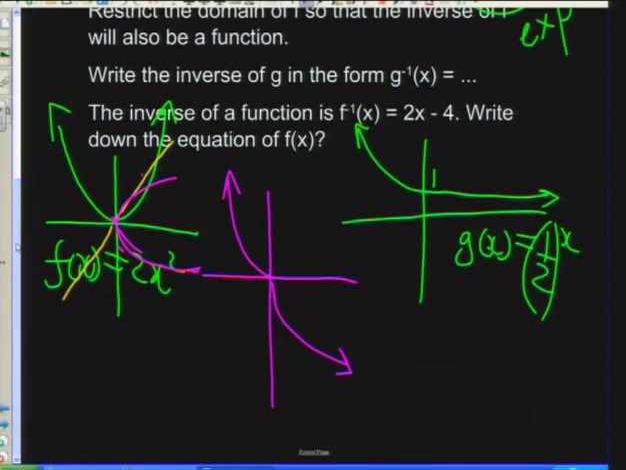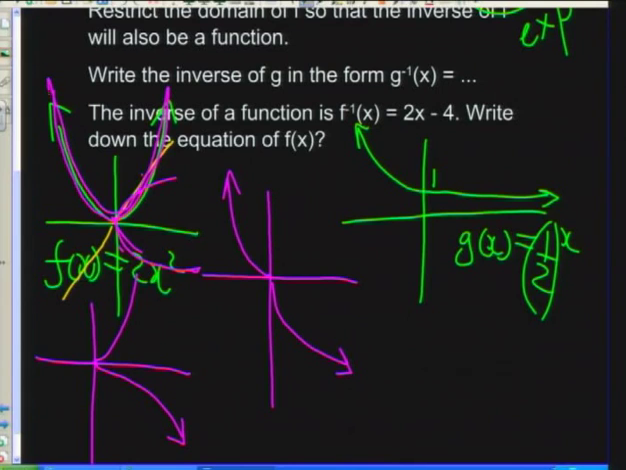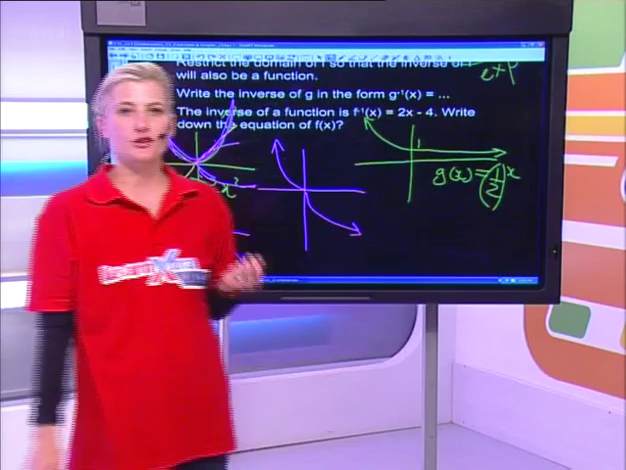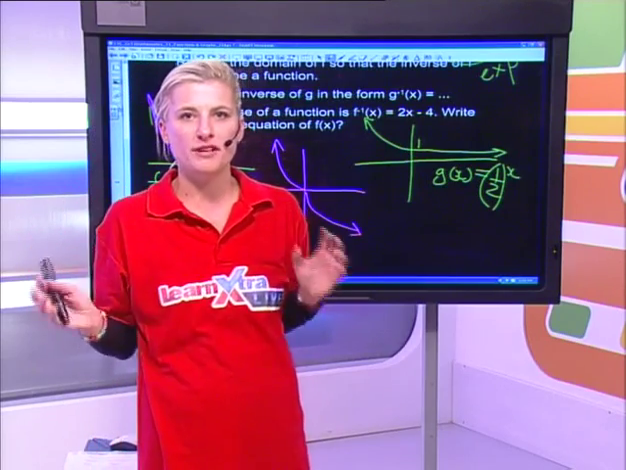Similarly, if my original graph only had that leg over there, then the inverse would be something like that. So basically, what I need to see here is, as long as I've got both arms of my parabola, its inverse will fail the vertical line test, so its inverse won't be a function.